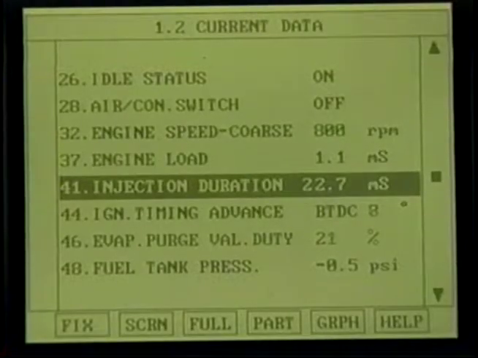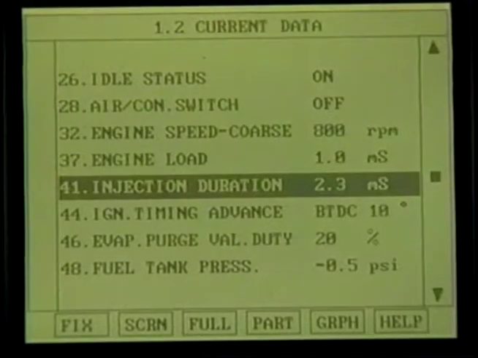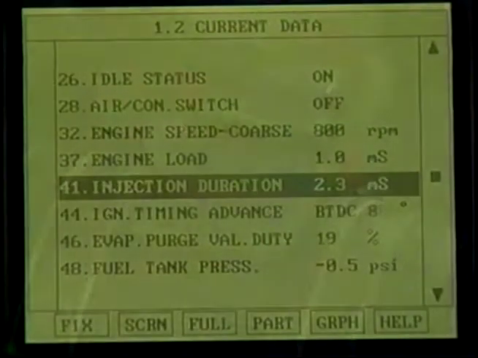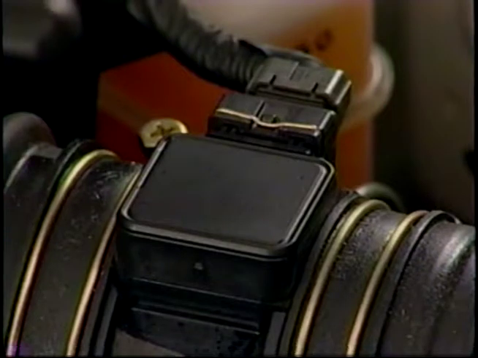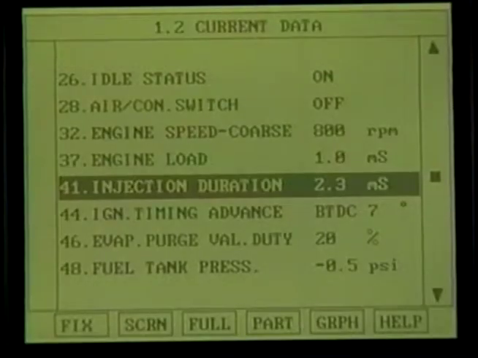Continually rich commands may result from a lean heated oxygen sensor signal to the PCM. Lean signals result from vacuum leaks, malfunctioning secondary air systems, or exhaust system leaks before the sensor, or from a contaminated oxygen sensor. A malfunctioning mass airflow sensor or manifold absolute pressure sensor can also affect the mixture commanded by the PCM. A continually lean signal from the PCM indicates a rich reading by the heated oxygen sensor.